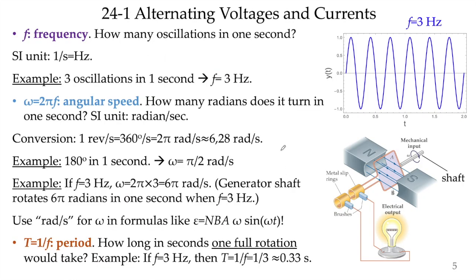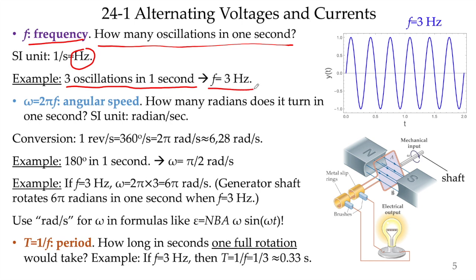Now, I mentioned these concepts before, the frequency, angular speed or angular frequency, and the period, but this is really important, so I'm repeating here. You have to understand these concepts really well, like you have to digest them, okay? So frequency basically means how many oscillations in 1 second, or how many times something happens in 1 second, okay? Now the unit is 1/seconds, or you can also use hertz, okay? So for example, if 3 oscillations happen in 1 second, that means the frequency is 3 hertz.